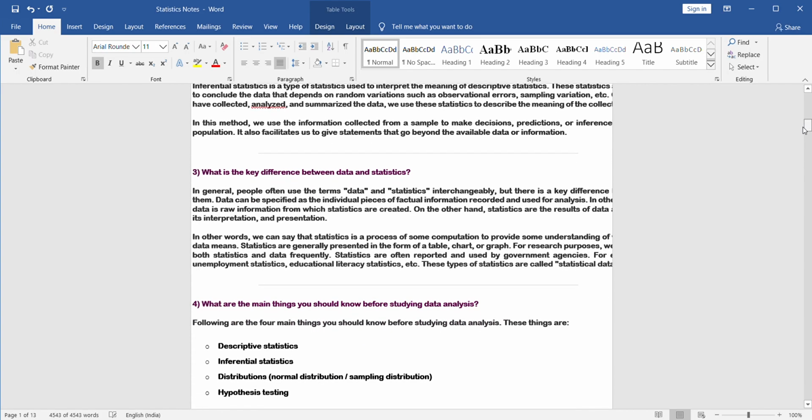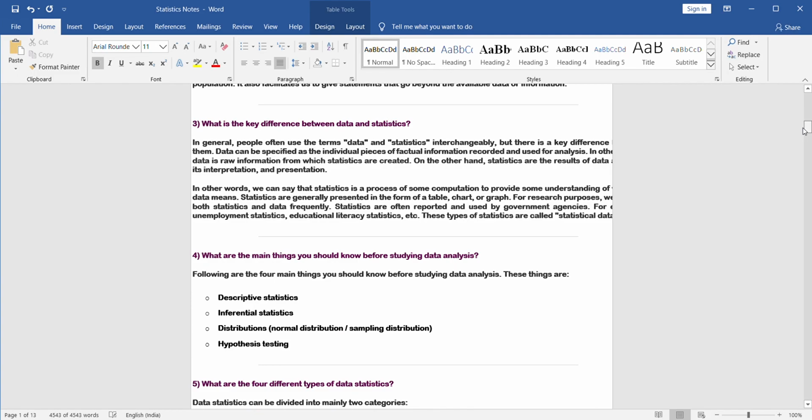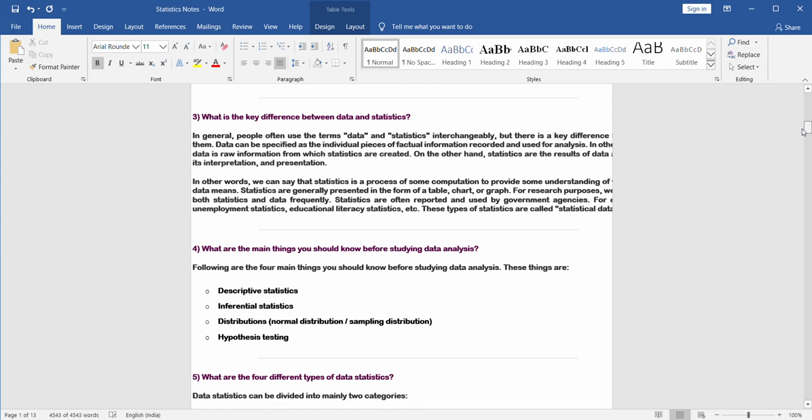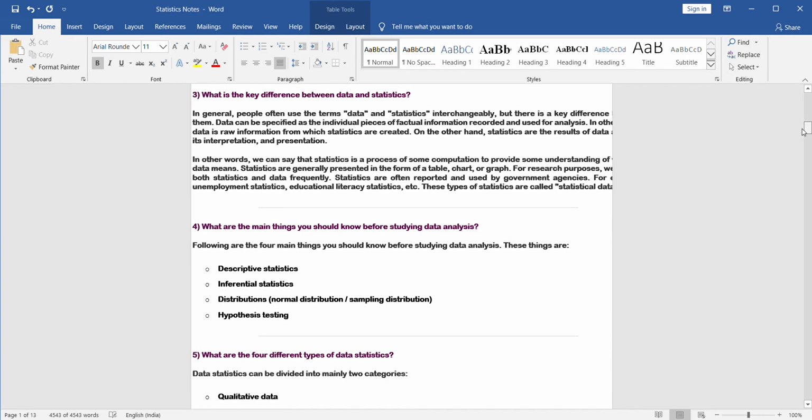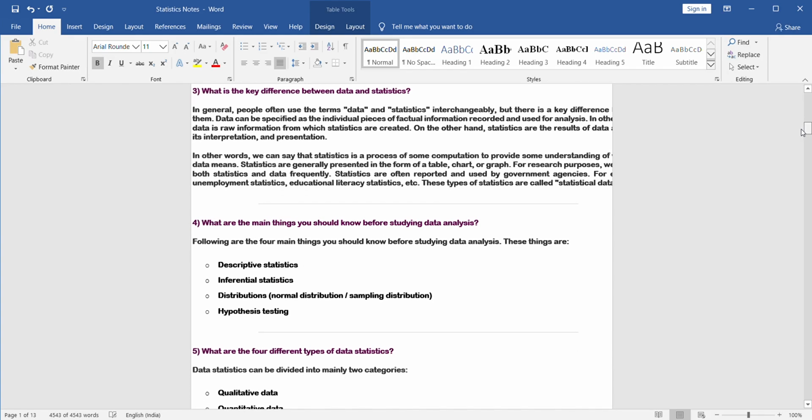Okay, what is the key difference between data and statistics? People often use the words data and statistics interchangeably, but there's a key difference. Data can be described as individual pieces of factual information recorded and used for analysis. On the other hand, data is raw information from which statistics are created. Okay, and statistics are the result of the data and interpretation of the data. In other words, statistics is the process of computation to provide some understanding of the data.